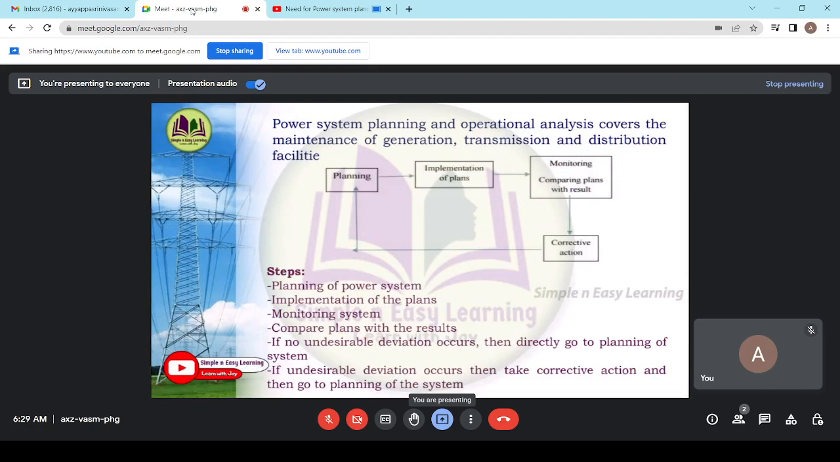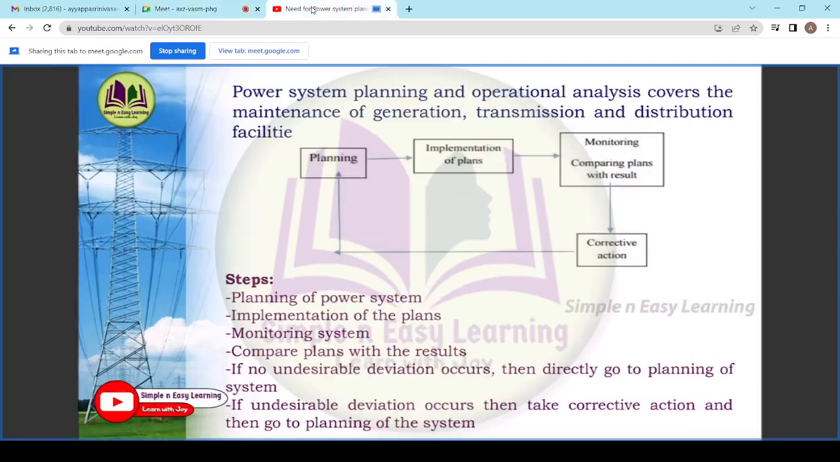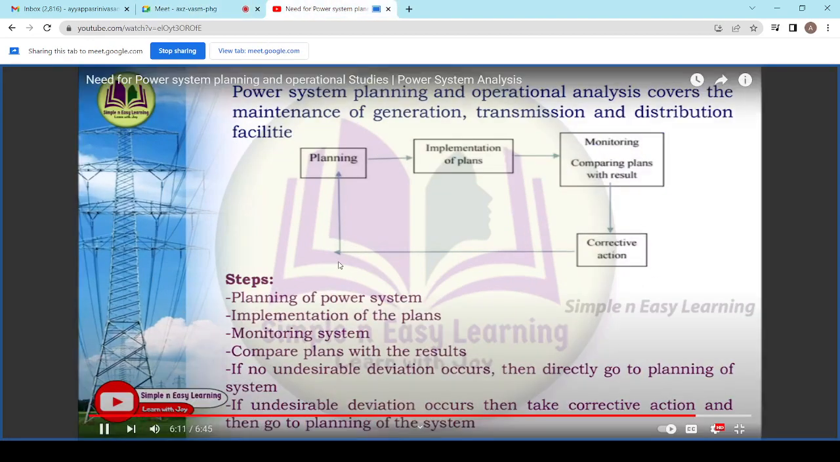So these are the blocks we have: planning, implementation of the plans, monitoring, and comparing plans with results. Whatever we plan, we implement, then we monitor whether it is correct or not. If there is any deviation from what we planned, then we need to take corrective action, and again this cycle continues. This block diagram explains the planning and operational analysis of the power system.